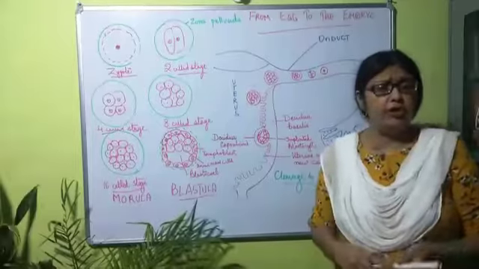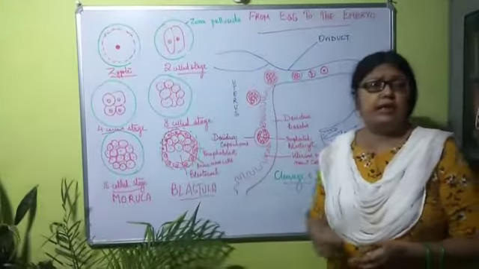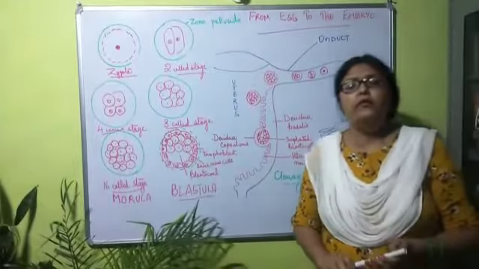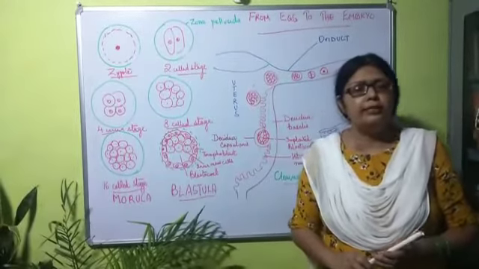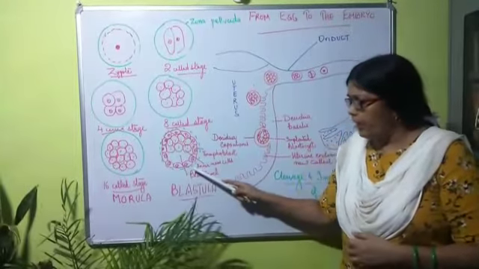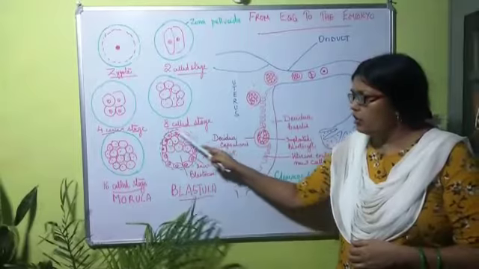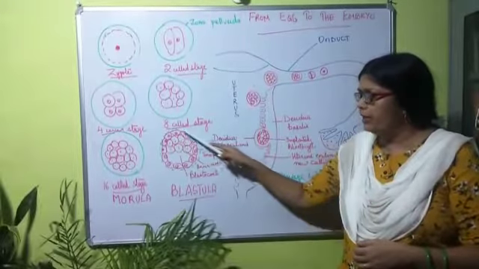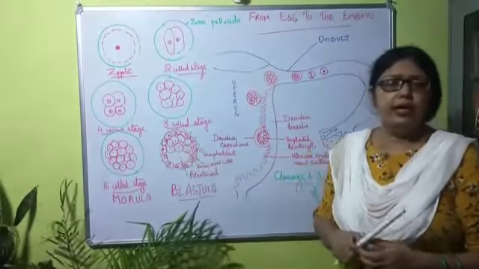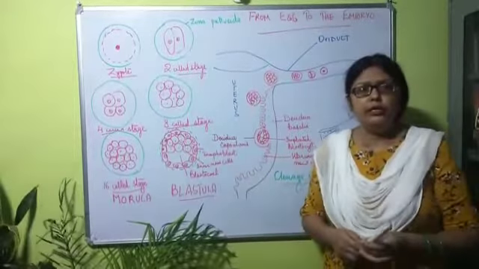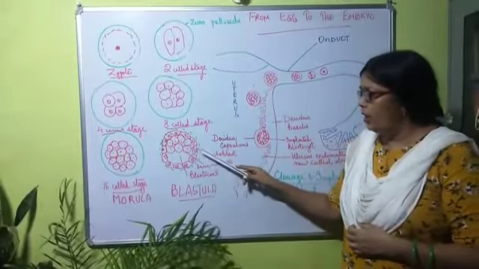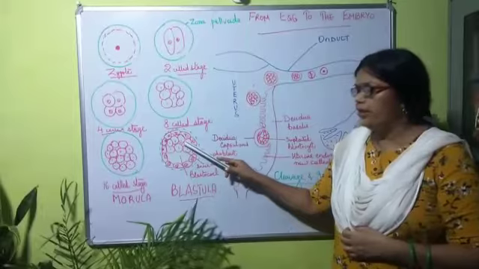After the morula stage starts the next stage, that is known as blastula. So formation of blastula from morula is known as blastulation. In this stage, you can see the zona pellucida is degenerating, this green wall, and the cells of the morula get arranged into 2 layers, the outer trophoblast cells and the inner mass cells. The outer ones are the trophoblast cells and the inner ones the inner cell mass.